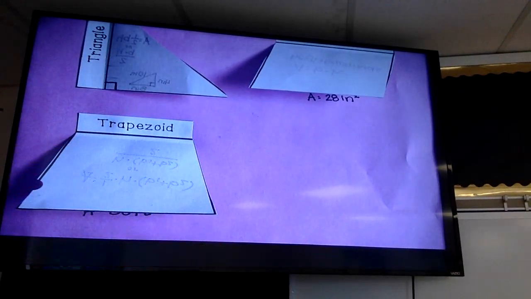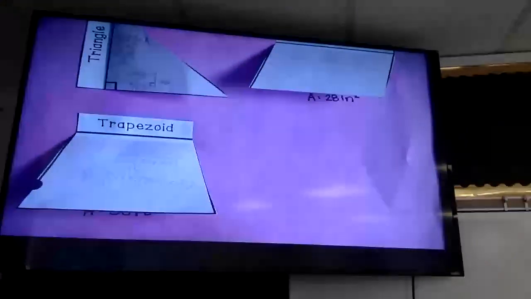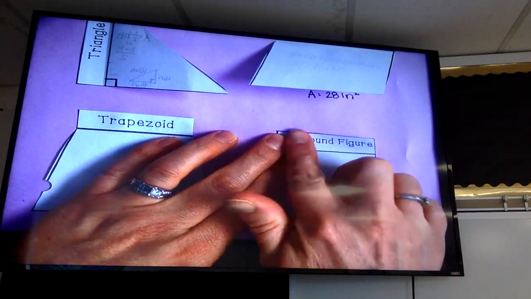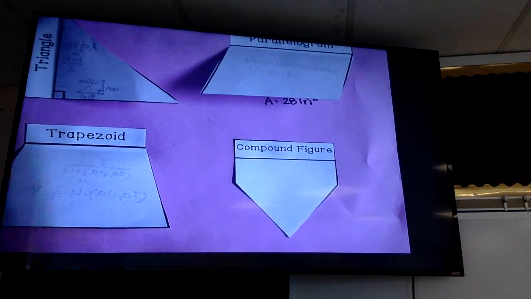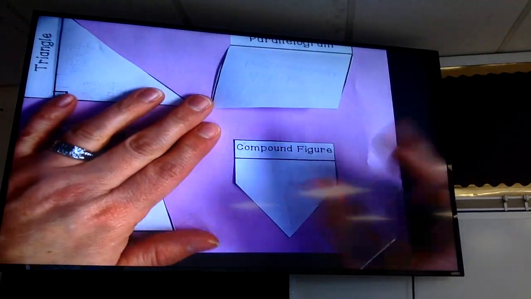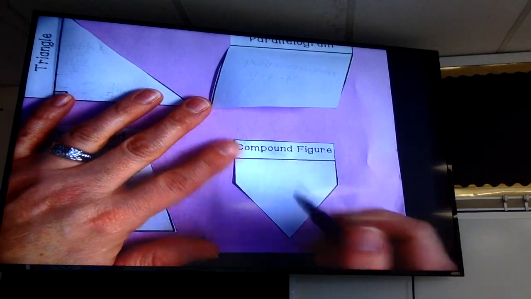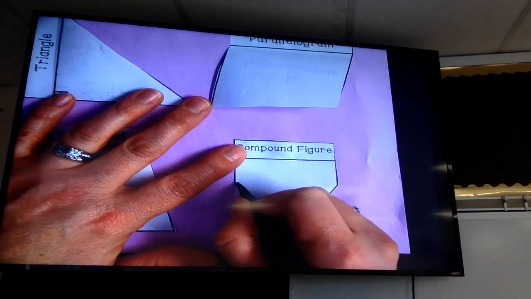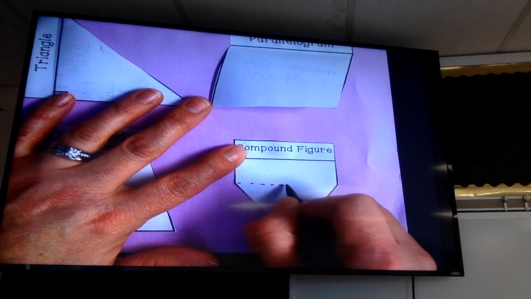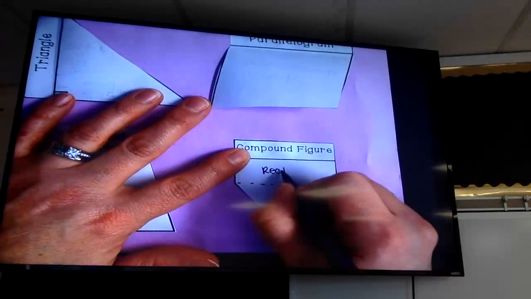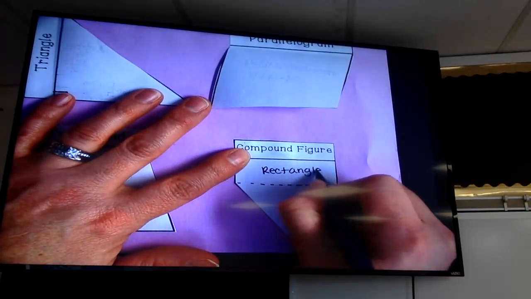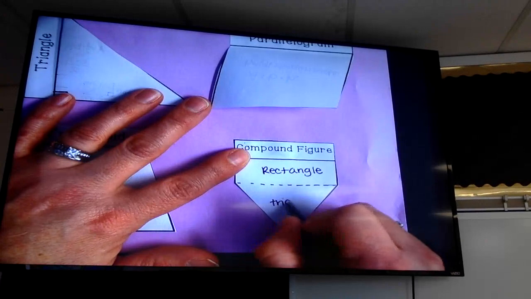All right, last one is that of a compound figure. And we're not going to do too much with this one quite yet, but this is the whole reason why we need to learn these formulas, is because we're going to be doing compound figures with semicircles and quadrants, or sometimes a full circle. So a compound figure is when you have 2 figures that make one shape. So in this case, I can see that this is a compound figure with a rectangle and then a triangle at the bottom.